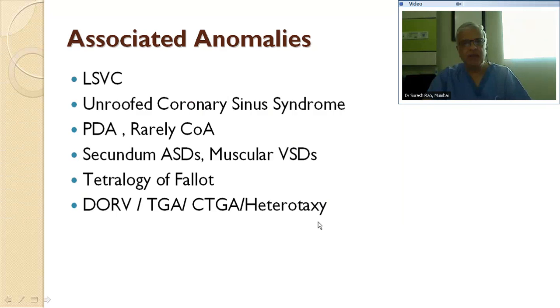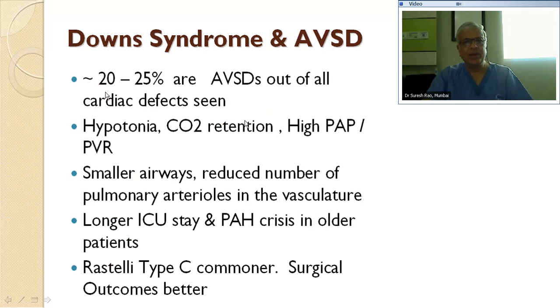A few words on Down syndrome. 20 to 25% of the Downs have AVSDs. They've got hypotonia, CO2 retention, leading to high pulmonary pressures, early PVR, smaller airways, reduced number of pulmonary arterioles in the vasculature. Their ICU stay is longer. PA crisis is more in the older patients, and the Rastelli type C are commoner. But surprisingly, surgical outcomes are far better in the Downs because of the free-floating leaflet and less incidence of LVOTO long term.